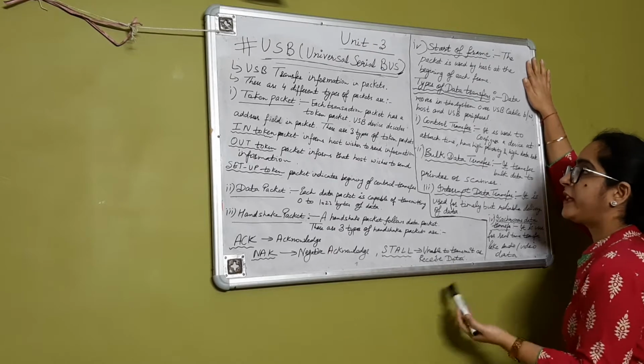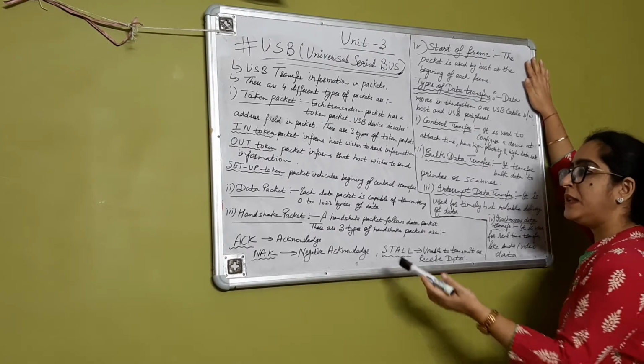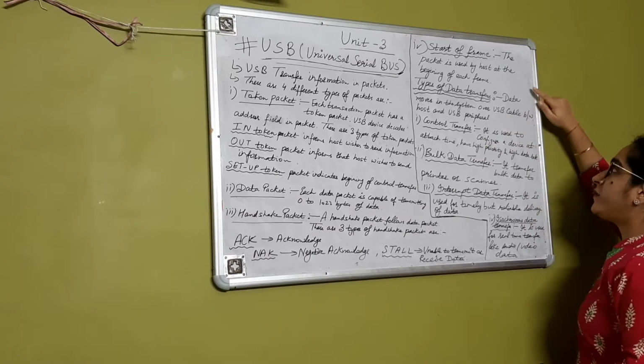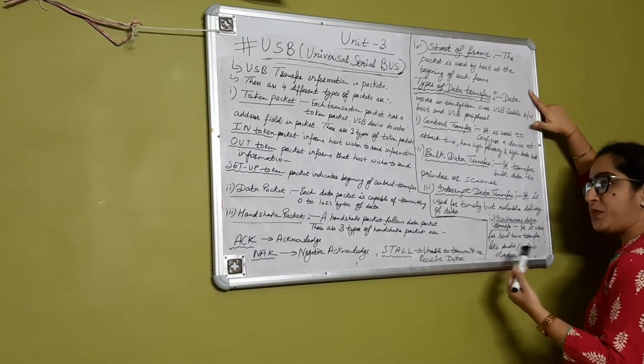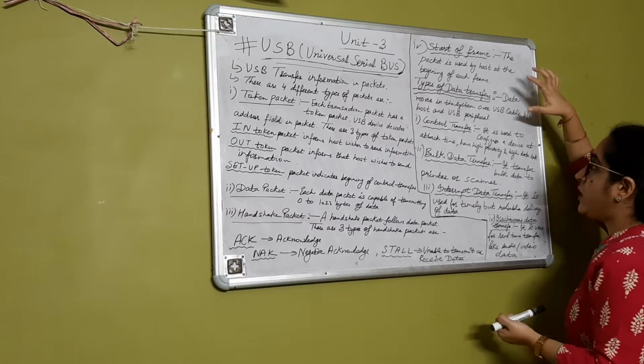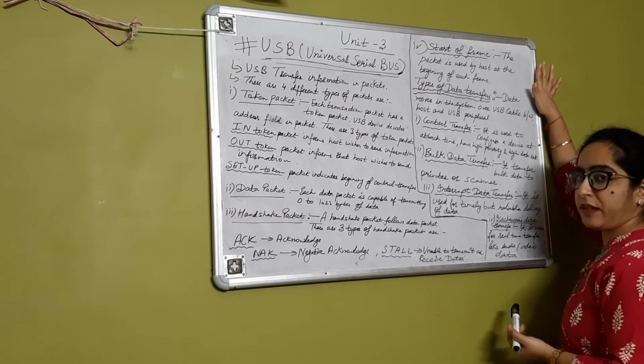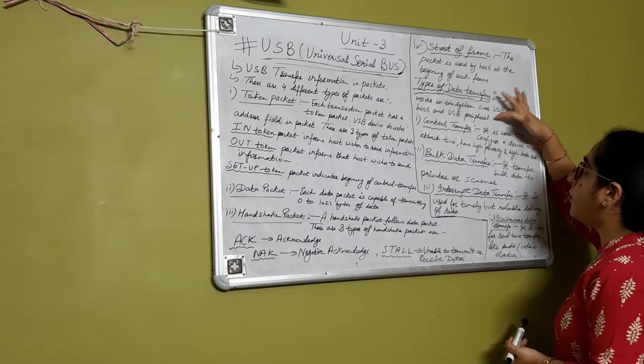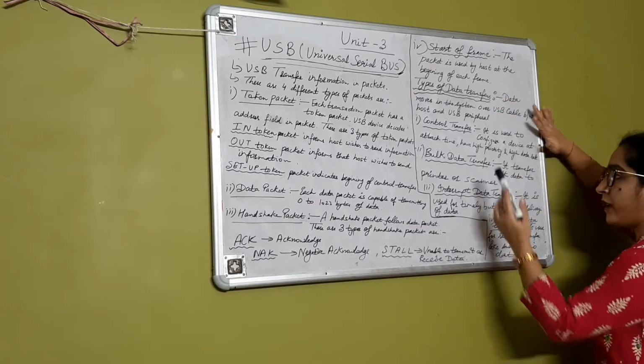So 4 types of data packets can be used for the data communication. Now, types of data transfer. What are the different types of data which can be transferred? There are again 4 types of data transfer. The data moves in the system over USB cable between host and USB peripheral. So there are 4 types of data.